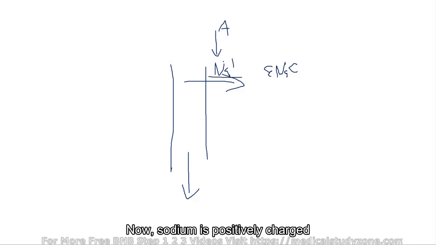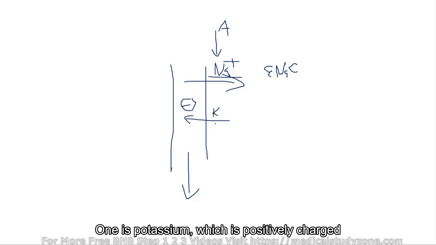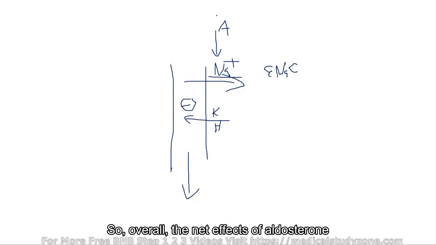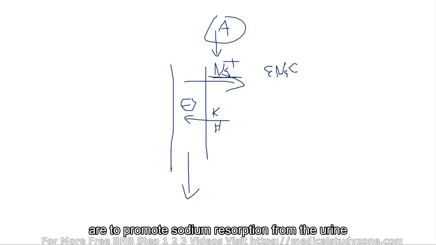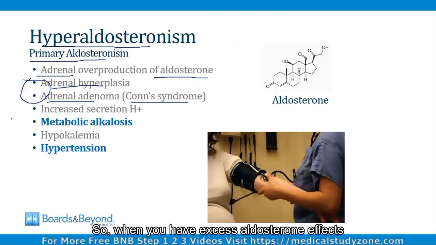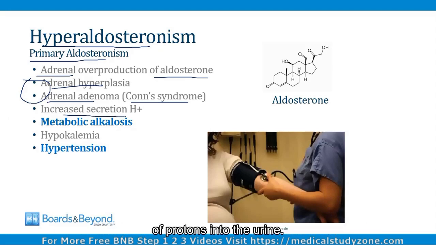Now sodium is positively charged, so when it leaves the urine, there is a negative charge left behind, and that negative charge is going to draw in two things. One is potassium, which is positively charged, and the other is protons, which represent acid. So overall, the net effects of aldosterone are to promote sodium resorption from the urine, and then also to promote excretion of potassium and acid into the urine. So when you have excess aldosterone effects from hyperaldosteronism, there will be an increased secretion of protons into the urine.